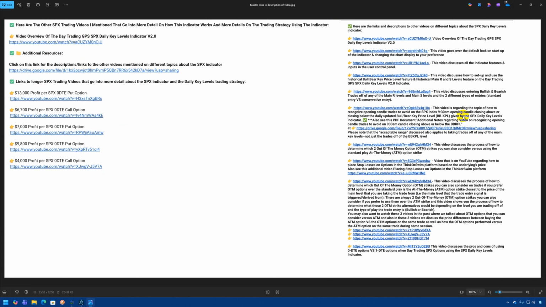Here's the one about the opening candle trades to avoid on the 9:30 a.m. opening candle, and also on how to recognize which ones to avoid. And it also goes into the acceptable range, which we talked about, which applies to taking trades off of any of the main key levels, not just trades off the BBKPL level.